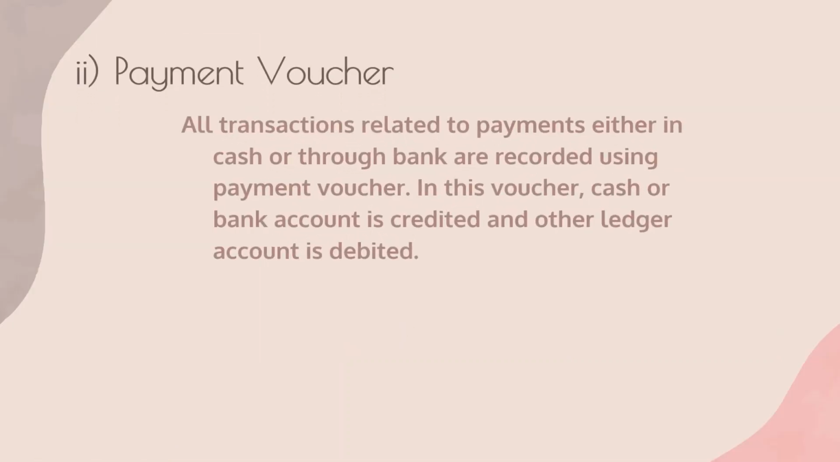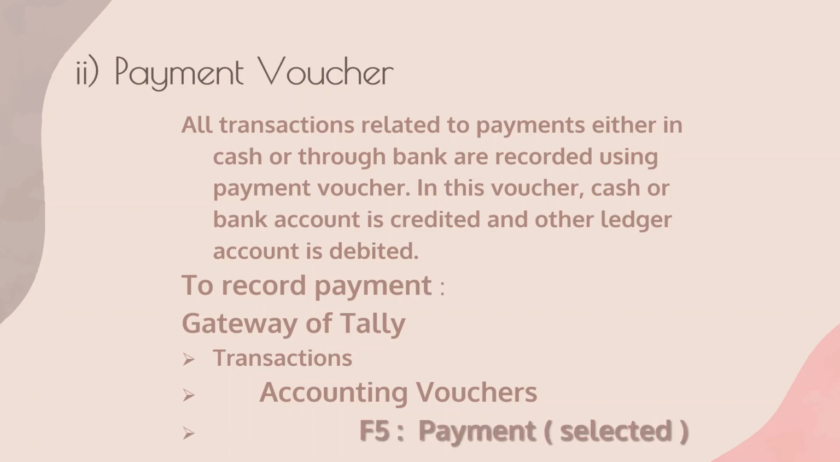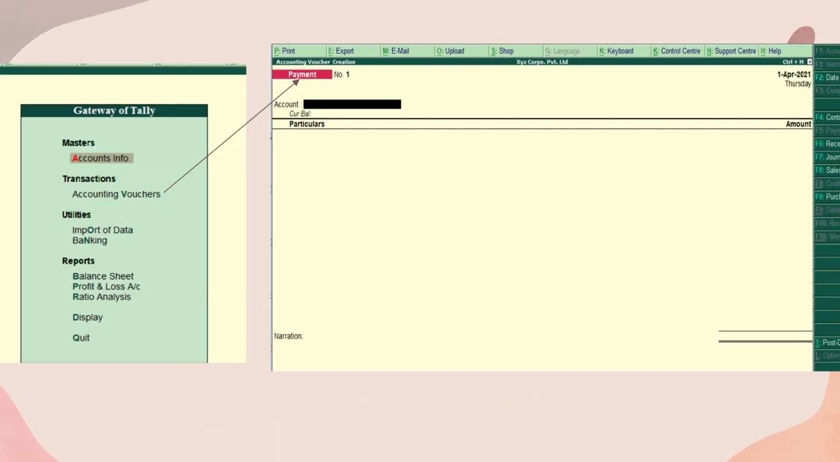Now next is the payment voucher. All the transactions related to payment, either through cash or bank, will be recorded. Now cash and bank are credited, and the other ledger account is debited. To record this, first you have to go to the Gateway of Tally. From there you select Transactions and then Accounting Vouchers. Then on the vertical bar you have to click F5, and then the payment page will be opened.